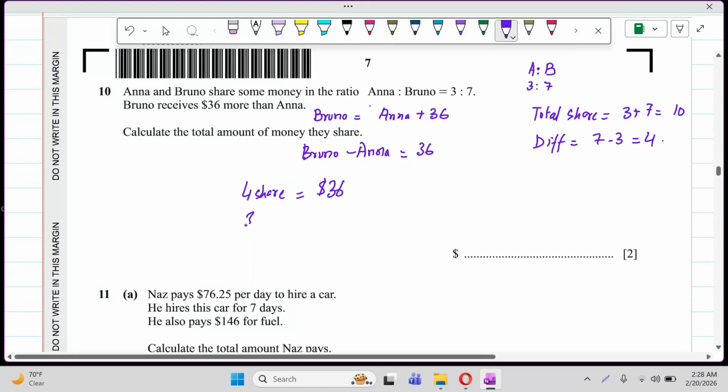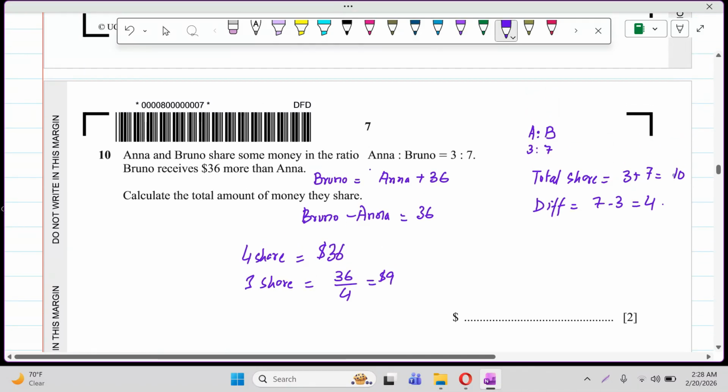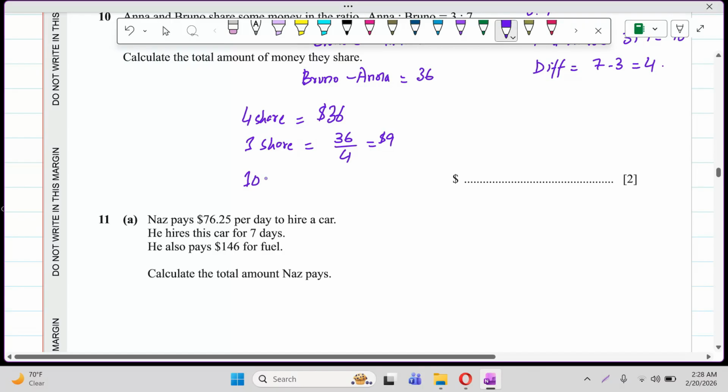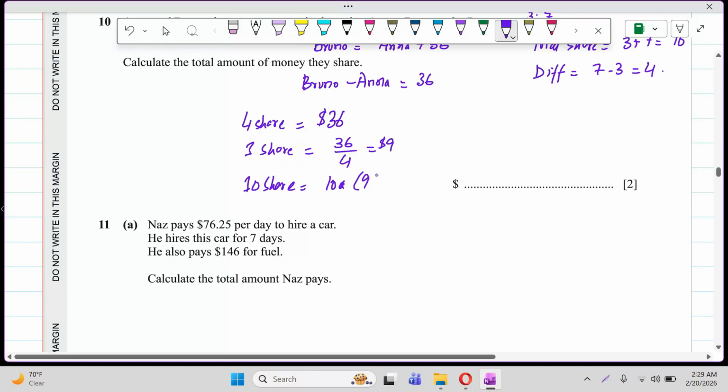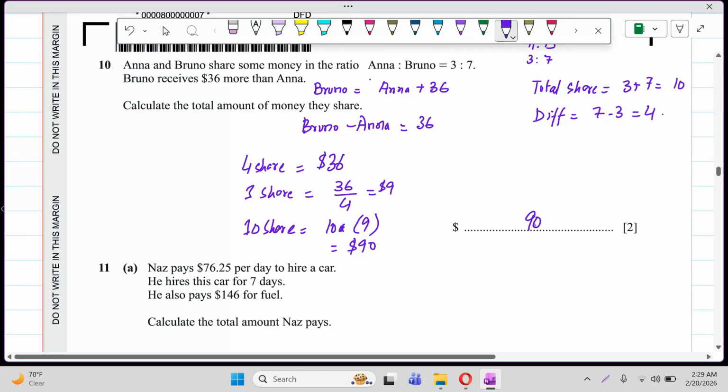So 1 share is equal to 36 over 4, and this is equal to 9. So 1 share value is $9. Together they have shared 10 shares. So 10 shares value is 10 multiplied by the 1 share value, which is $9. So this is equal to $90. So together they share $90.